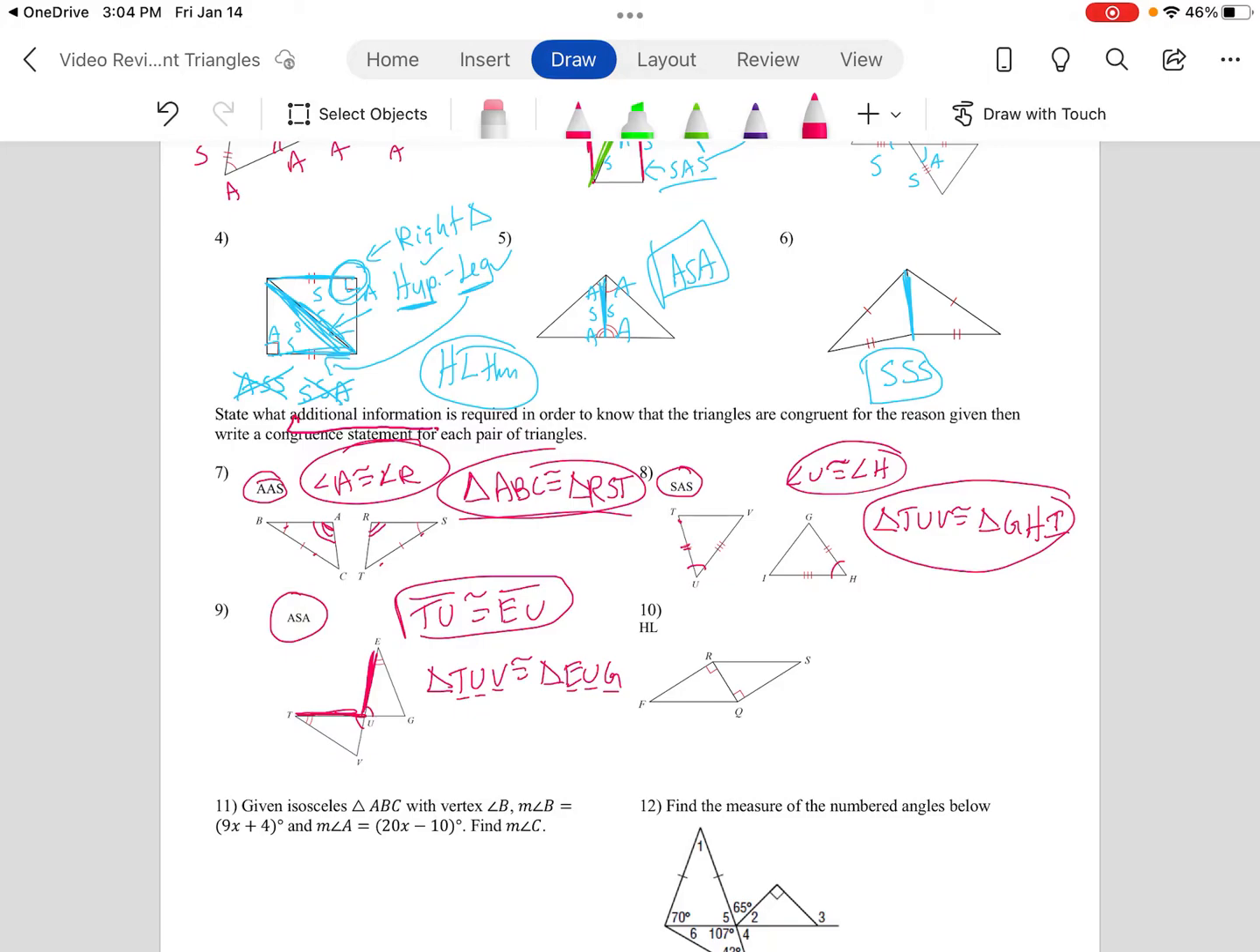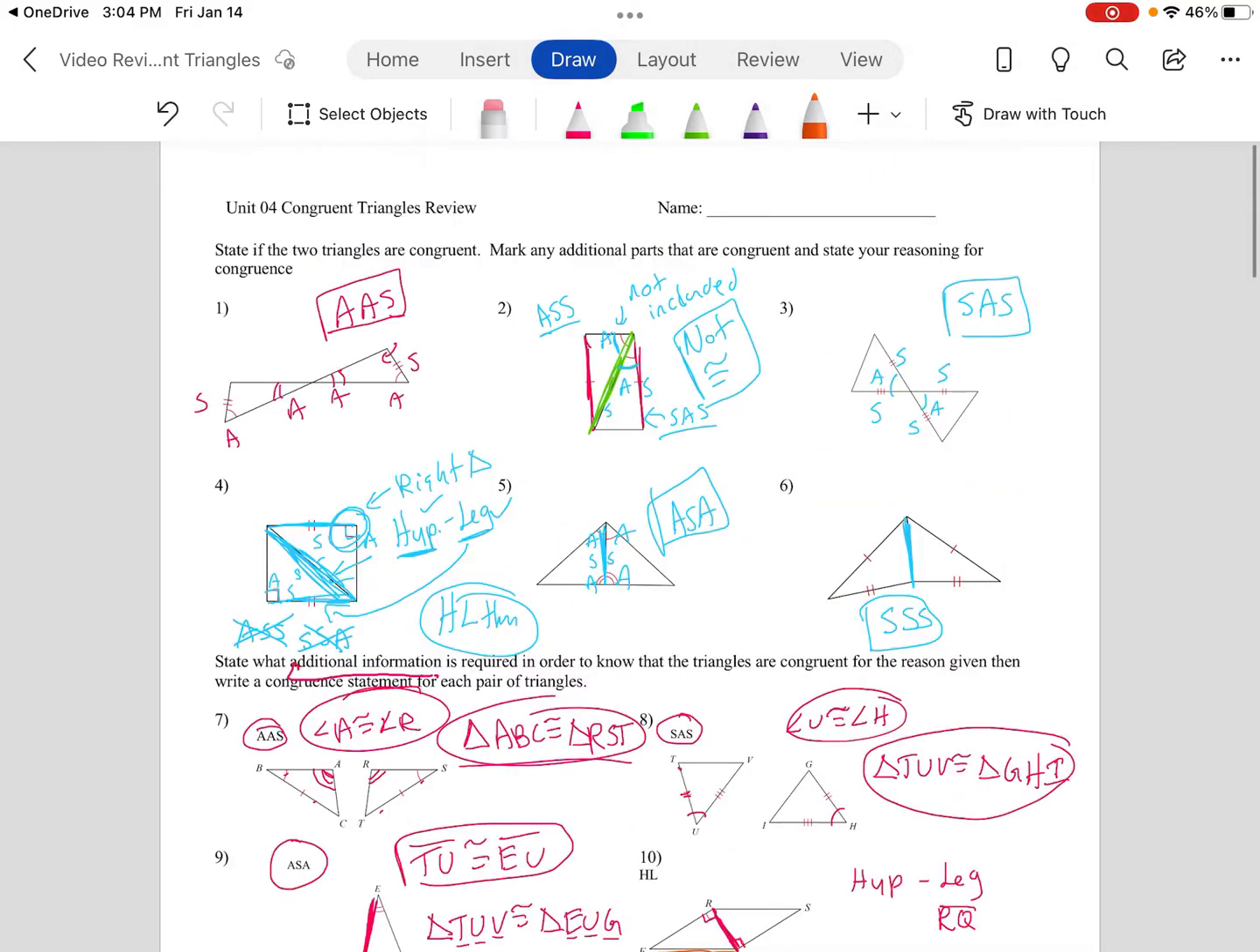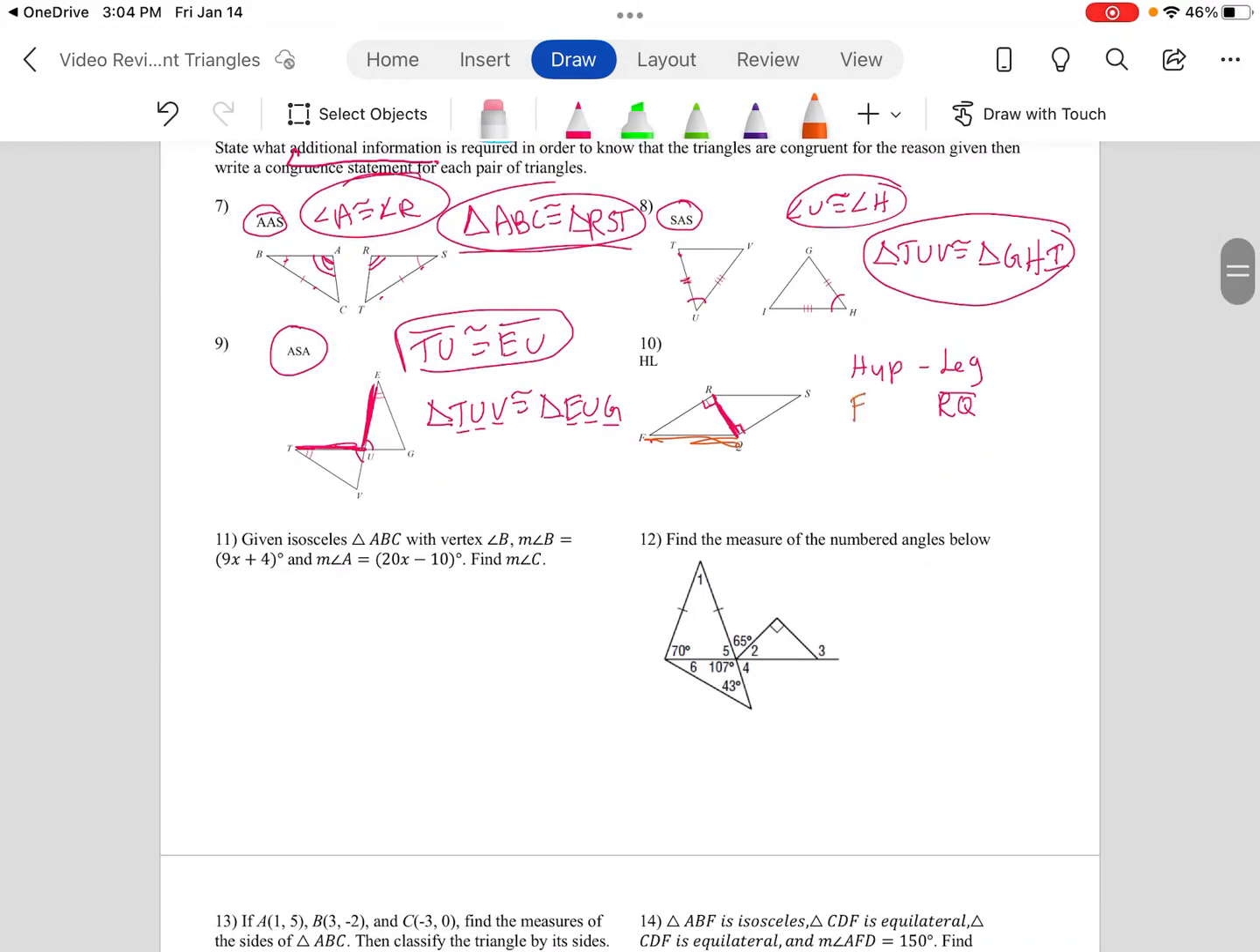This next one, I see that they have our right angles, reflexive property. And in order to use hypotenuse leg, you need to have a hypotenuse and you need to have a leg. My leg in this case is RQ. The hypotenuse of this first triangle is FQ, and the hypotenuse on the other side is RS. So I would have to know FQ is congruent to RS for it to be hypotenuse leg.